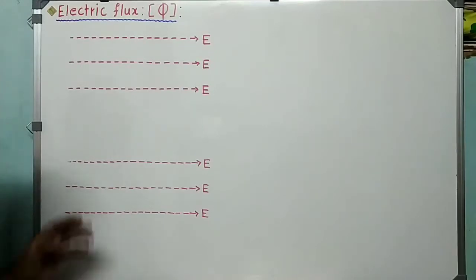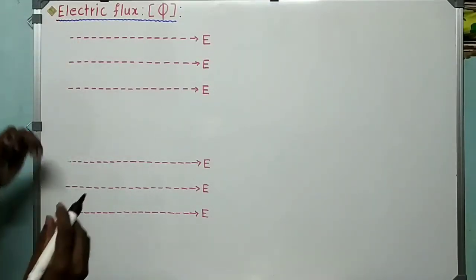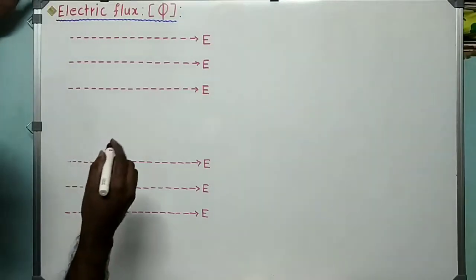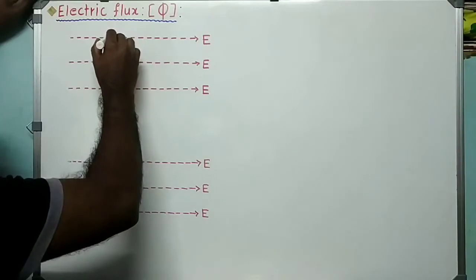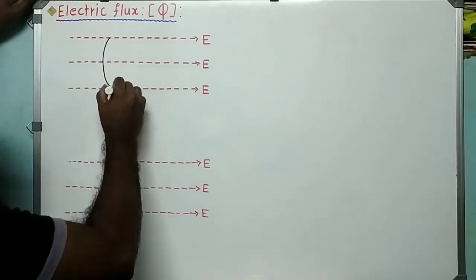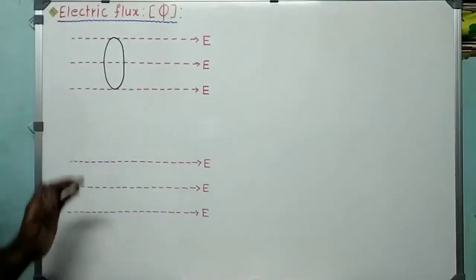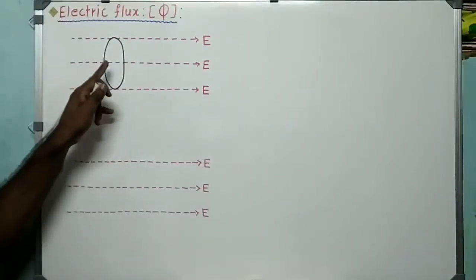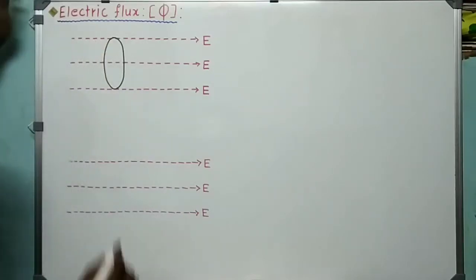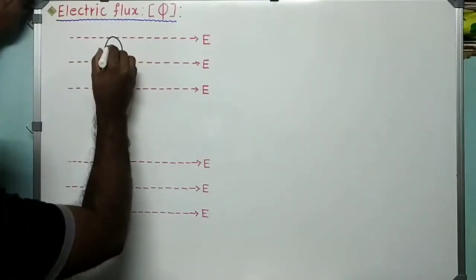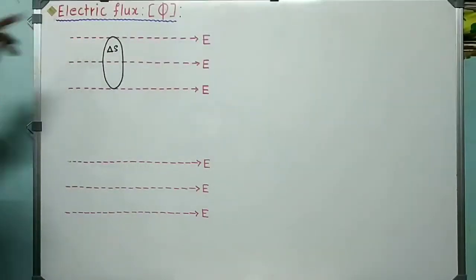Now, we are going to study electric flux. Let us study what is the meaning of electric flux. See here, in this uniform electric field, I will consider a surface like this. I have placed a surface in a uniform electric field. Let delta S be the area of this surface.